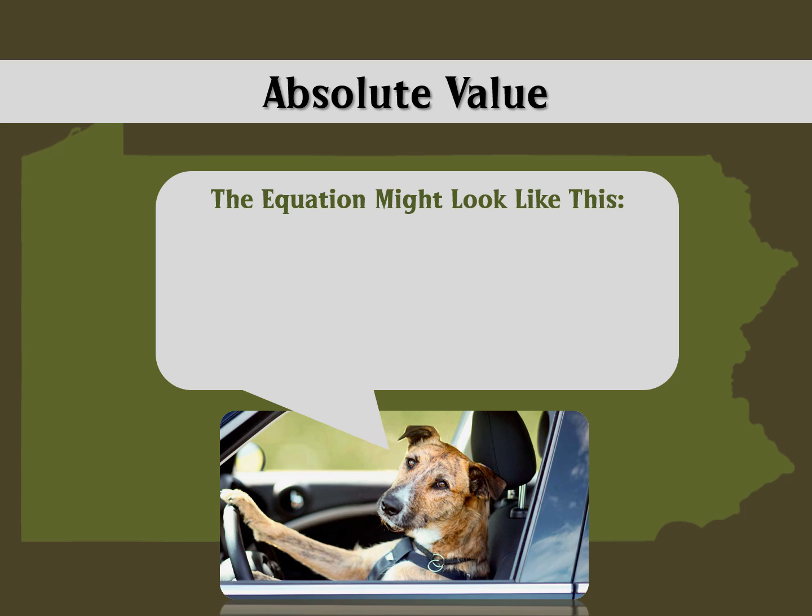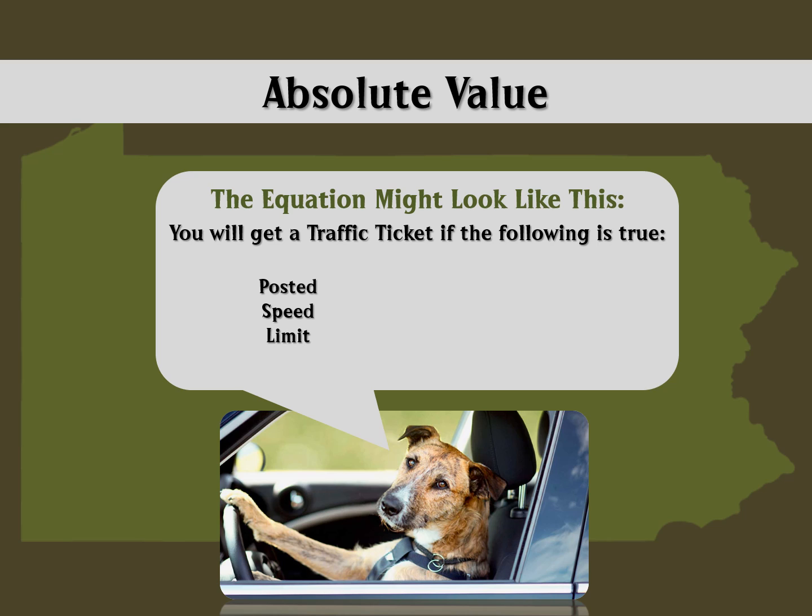The equation might look like this. You will get a traffic ticket if the following is true. The posted speed limit minus the driver's speed. Once you find the difference, convert that to its absolute value. If the absolute value of the difference between the speed limit and the driver's speed is greater than or equal to 15, that driver will get a traffic ticket.